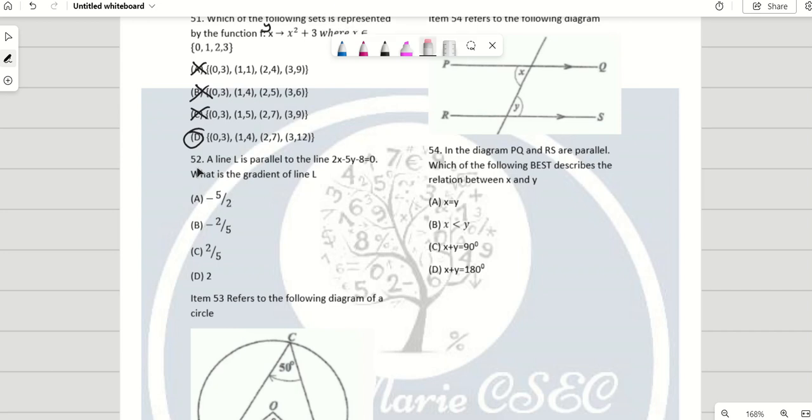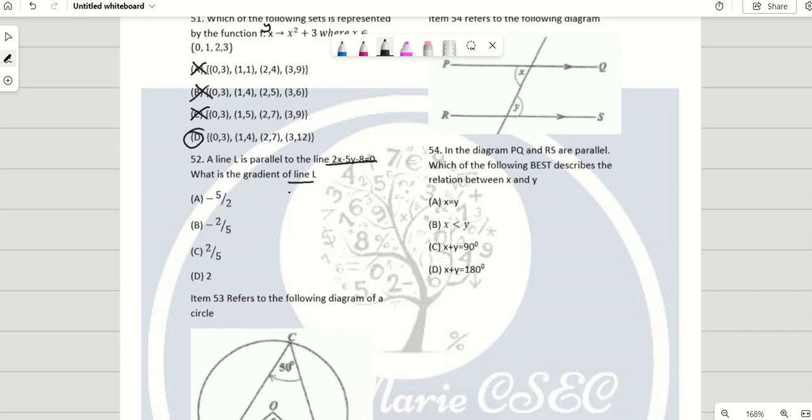Okay, number 52. A line L is parallel to the line 2x minus 5y minus 8 is equal to 0. What is the gradient of the line? Now, parallel lines have the same gradient. So the gradient of this line would be the gradient of this line.